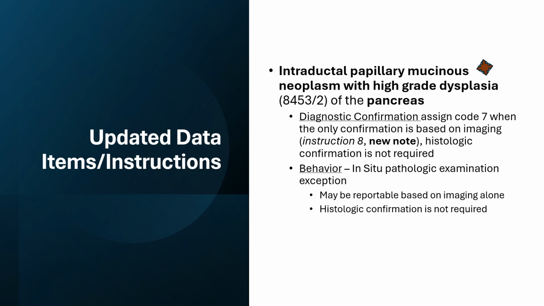There is a new instruction 8 stating this information specific for this histology and this primary site. This again is an exception to the rule for pathologic examination for in situ behavior, and this histology doesn't need that histologic confirmation to be coded as in situ. Again, this is not clarified in the STORE manual, so you need to follow these rules for this site and histology. So diagnostic confirmation would be a 7, and the behavior would be coded as in situ or a /2 for this specific code if it is diagnosed based on imaging alone.